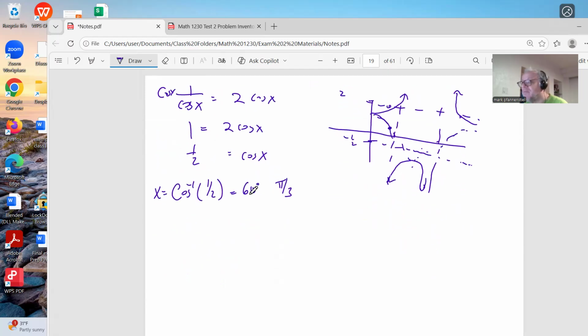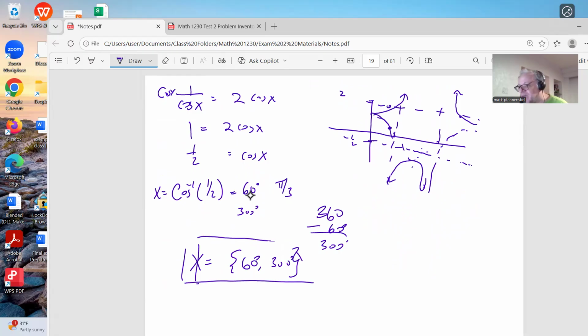The other place we have to worry about is where else the cosine is positive. It's positive in the fourth quadrant. So we're going to say 360 minus 60 degrees. We're going to get a coterminal angle and get 300 degrees. So my solution set is equal to 60 degrees and 300 degrees. And that would be my solution for this kind of problem.